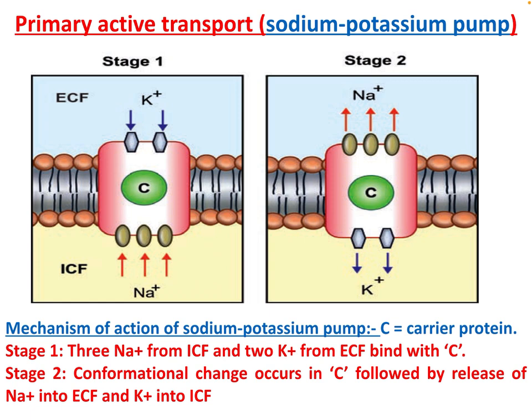The ATP is split into ADP and high energy phosphate. With the help of this energy, 3 sodium ions from the ICF move out of the cell and 2 potassium ions from the ECF move inside the cell. This is called the sodium-potassium pump. Here you can see the transport of sodium and potassium across the cell membrane with the help of the carrier protein.